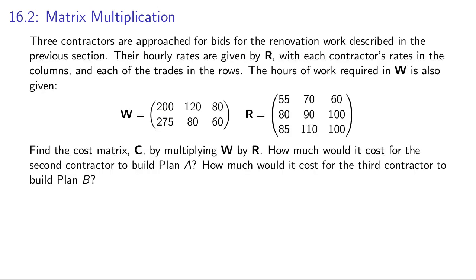Let's do an example where we have a word problem going with it. So 3 contractors are approached for bids for the renovation work that we described in the previous set of slides. Their hourly rates are given by R, with each contractor's rates in the columns. So this would be contractor 1, contractor 2, contractor 3. And the trades are in the rows. So you have carpentry, electrical, plumbing. And here you have carpentry, electrical, plumbing, and we have plan A, plan B.